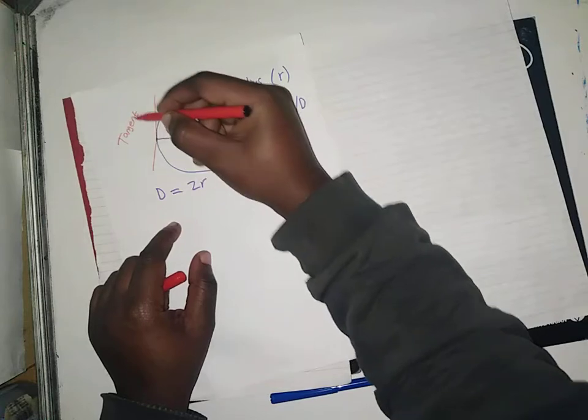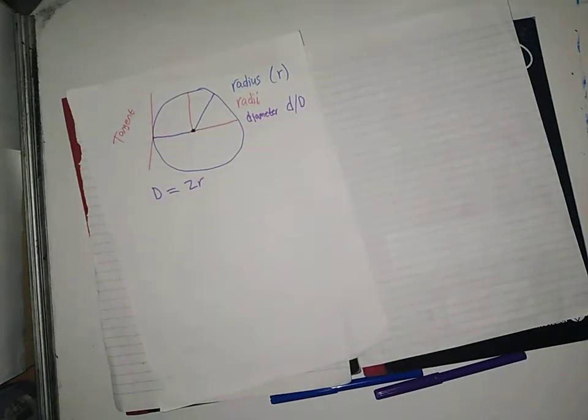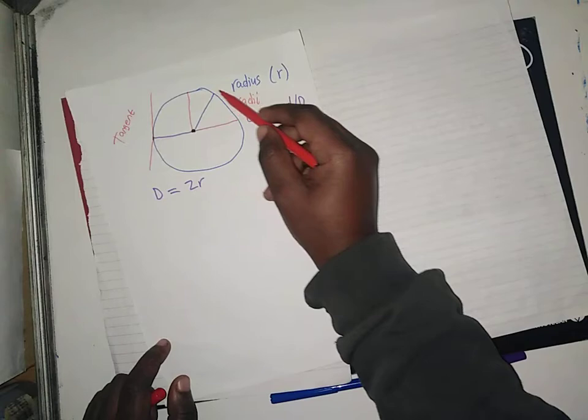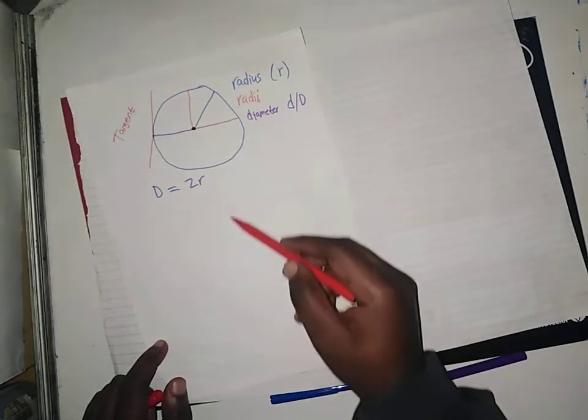Tangent. What is a tangent? A tangent is a line that touches the circle at only one point. If it touches it at two points, then it's no longer a tangent. Now a tangent can be here, here, here, or anywhere along the circle, as long as it touches only one point. Does that make sense? That is the terminology.